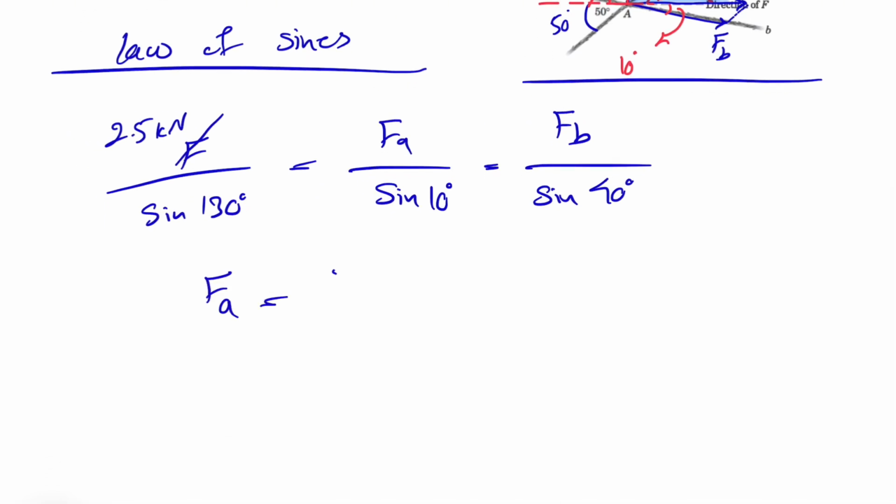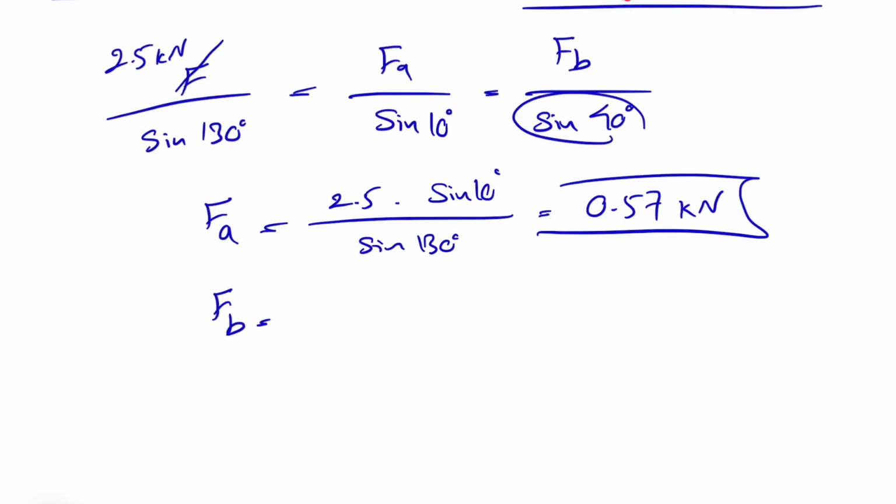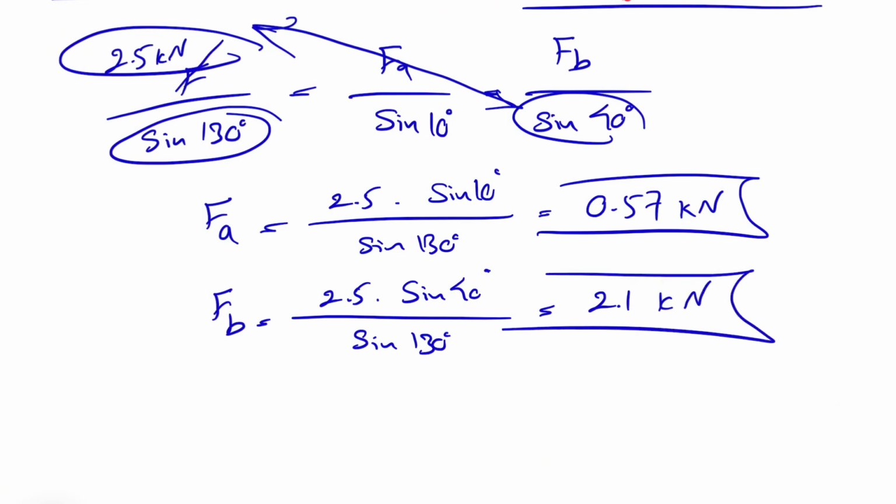So FA simply will be 2.5 times sine of 10 degrees divided by sine of 130. This is going to give us 0.57 kilonewton. FB will be 2.5 times sine of 40 degrees divided by sine of 130, and that's going to give us 2.1 kilonewton, if we calculate this with a calculator. That was the first part of the question where we needed to find the FA and FB.